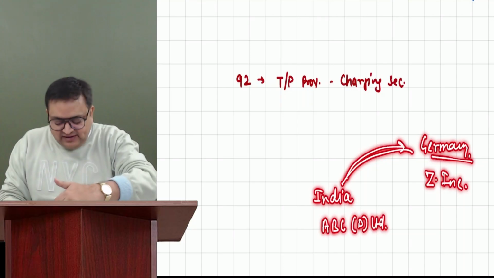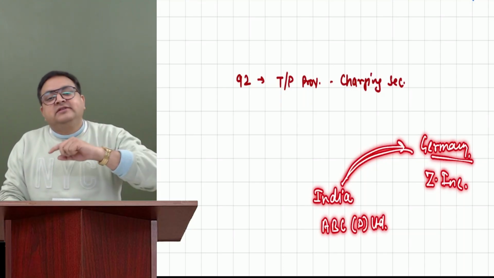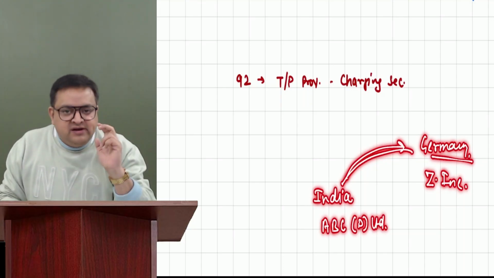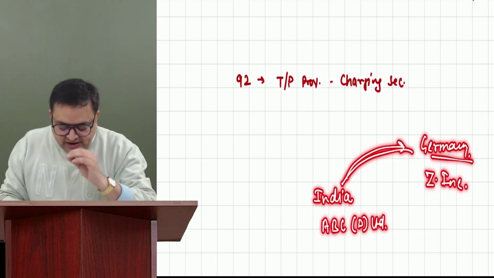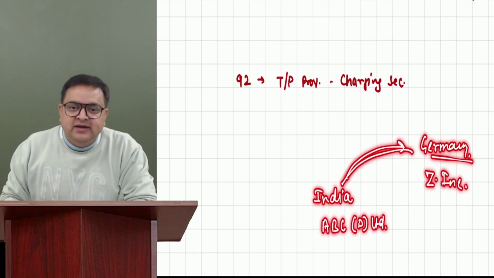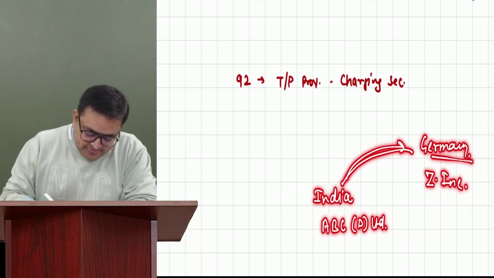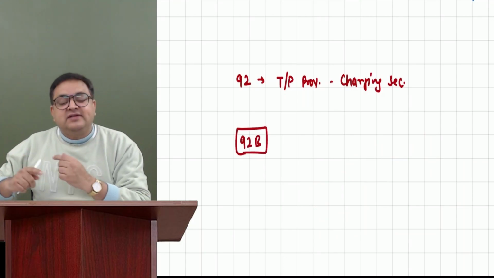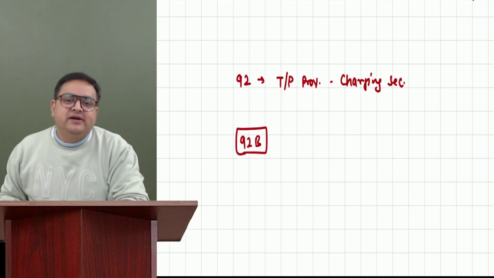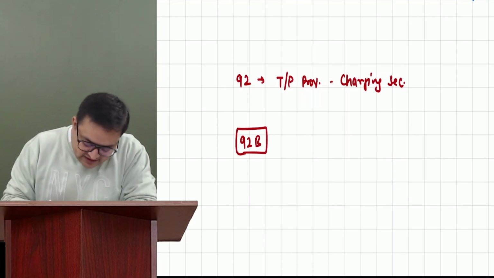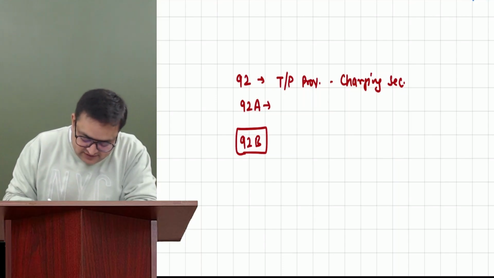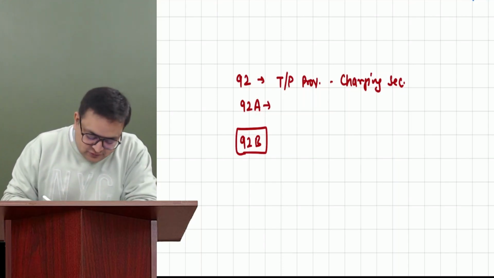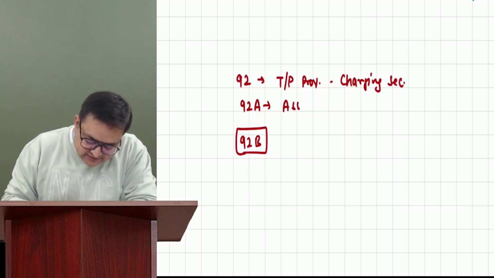A layman will say that yes, this transaction is happening between two countries, so it is an international transaction. But international transaction has been defined in section 92B. 92B says that an international transaction is a transaction happening between associated enterprises only. And what are associated enterprises? Section 92A. See, A for associated enterprises, you can learn it like this.